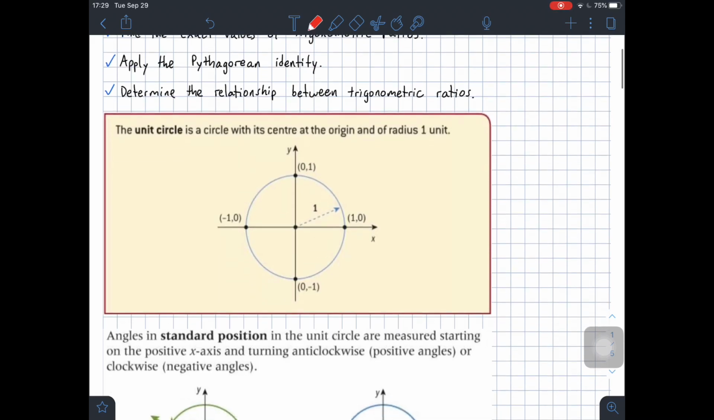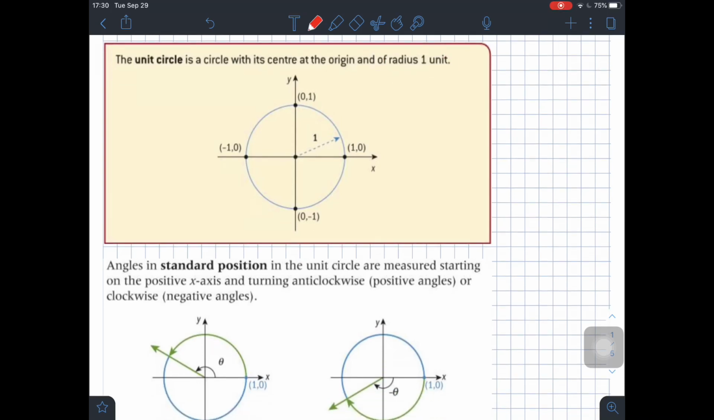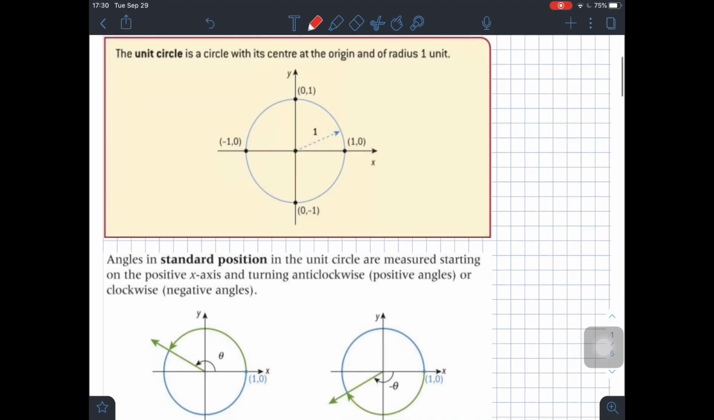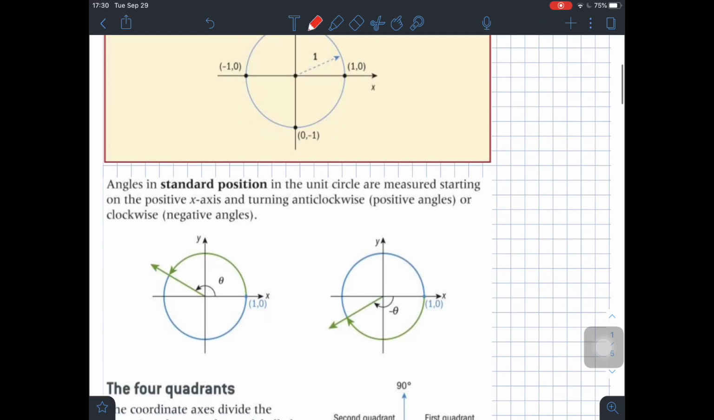Okay, so let's start by defining what the unit circle is about. It says, the unit circle is a circle with its center at the origin and a radius of 1 unit. The word unit refers to this, right? We have a radius of 1 unit in length. So this is a unit circle. It has its center at the origin of the coordinate plane, and the radius is equal to 1. So for example, this point over here has coordinates (1, 0), this one over here (0, 1), and so on: (-1, 0), and (0, -1). We would see how this unit circle is very important when we relate it to trigonometric values.